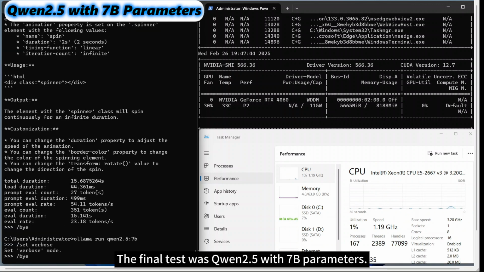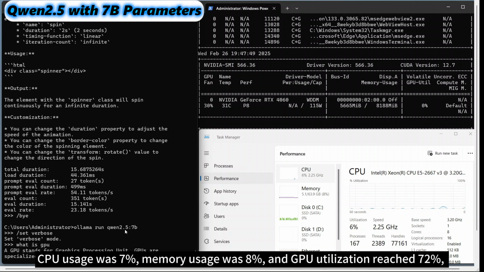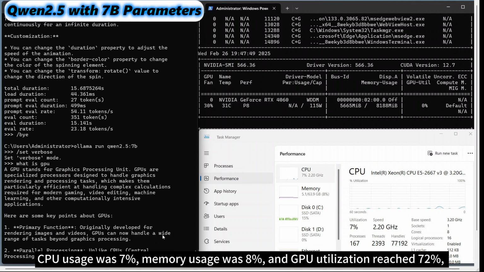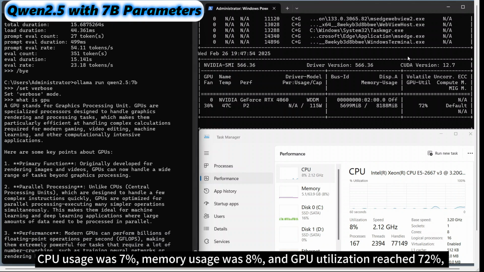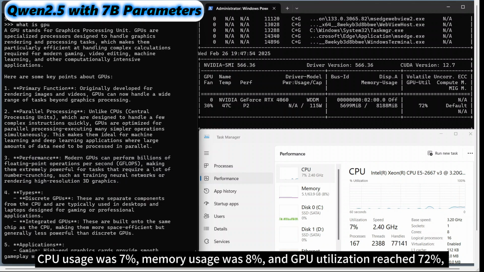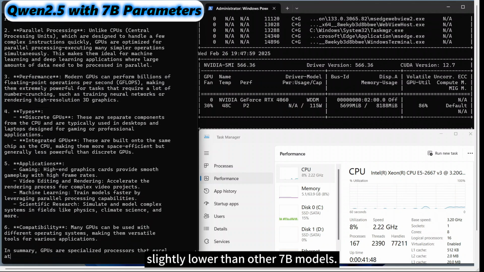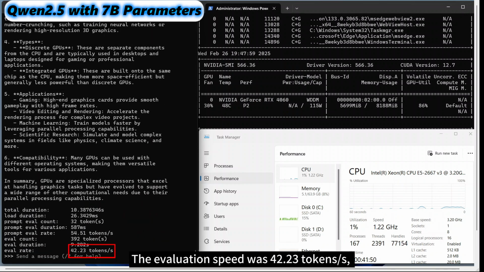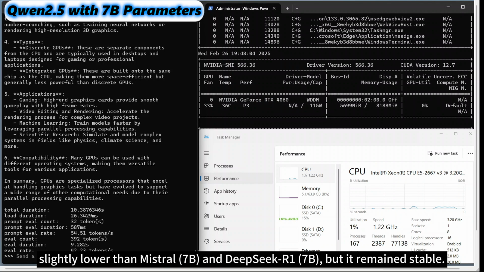The final test was Qwen 2.5 with 7 billion parameters. CPU usage was 7%, memory usage was 8%, and GPU utilization reached 72%, slightly lower than other 7 billion models. The evaluation speed was 42.23 tokens per second, slightly lower than Mistral and DeepSeek R1, but it remained stable.